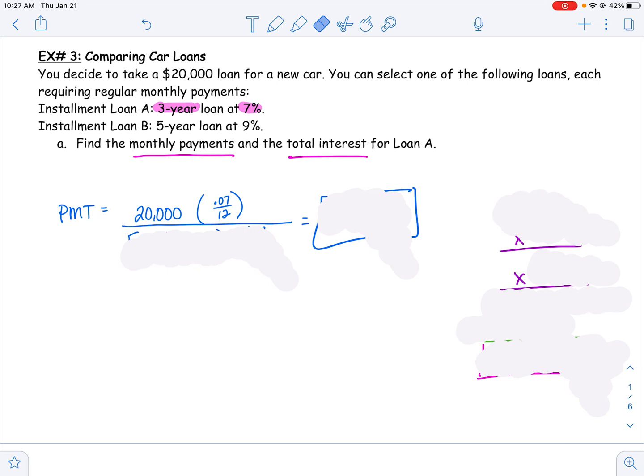All right, so we borrowed $20,000 for this new car. The interest rate was 7%, so I plugged it in as a decimal of 0.07. I'm going to make this payment every month, so that's 12 times a year. In my denominator, I have 1 minus (1 plus 0.07 over 12) to the negative 12 times 3, because I'm going to pay this off over a 3-year period.